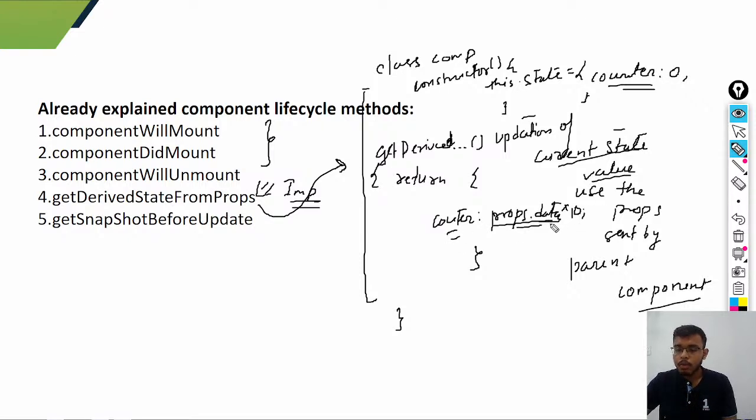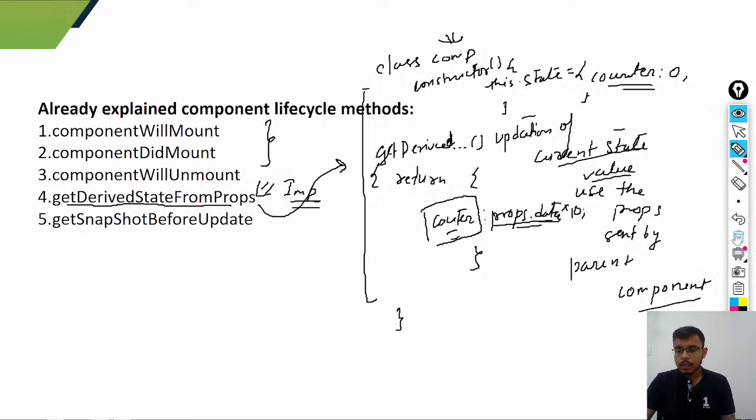Whatever the value of props.data is that I have sent to this component, it gets multiplied with 10, and that value is set to this counter, which is the state variable associated with this component. This way we can update the state variable associated with this component using props. So the name of the function is justified, getDerivedStateFromProps. We can derive the state from props.